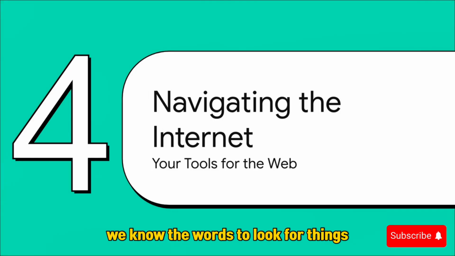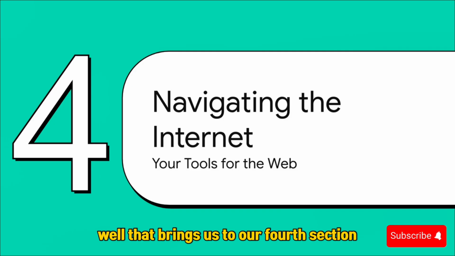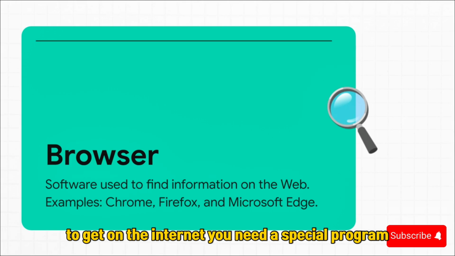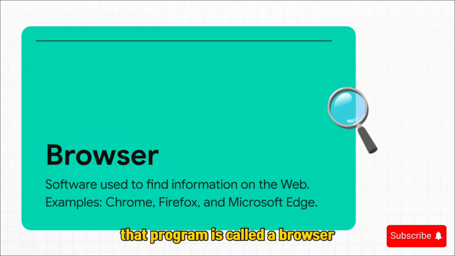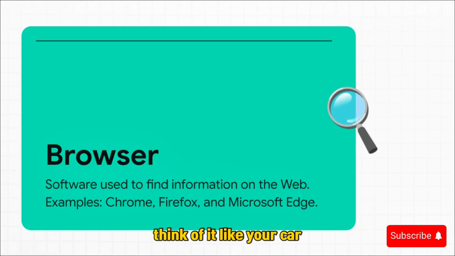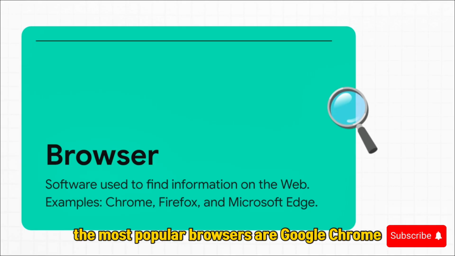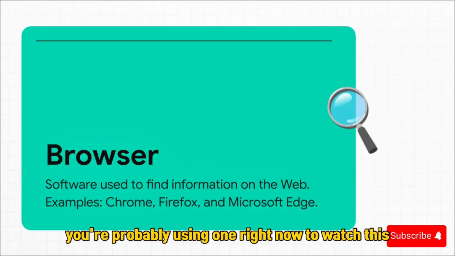Okay, so we know the words to look for things, but what do we actually use to do all this? Well, that brings us to our 4th section, the tools you need for navigating the internet. To get on the internet, you need a special program. It's like a door to the online world. That program is called a browser. Think of it like your car that lets you drive all over the web. The most popular browsers are Google Chrome, Firefox, and Microsoft Edge. In fact, you're probably using one right now to watch this.